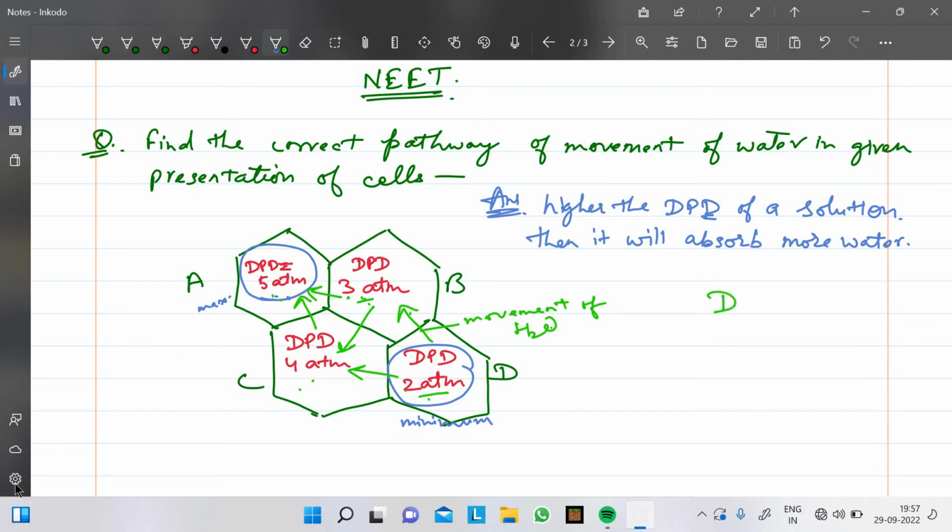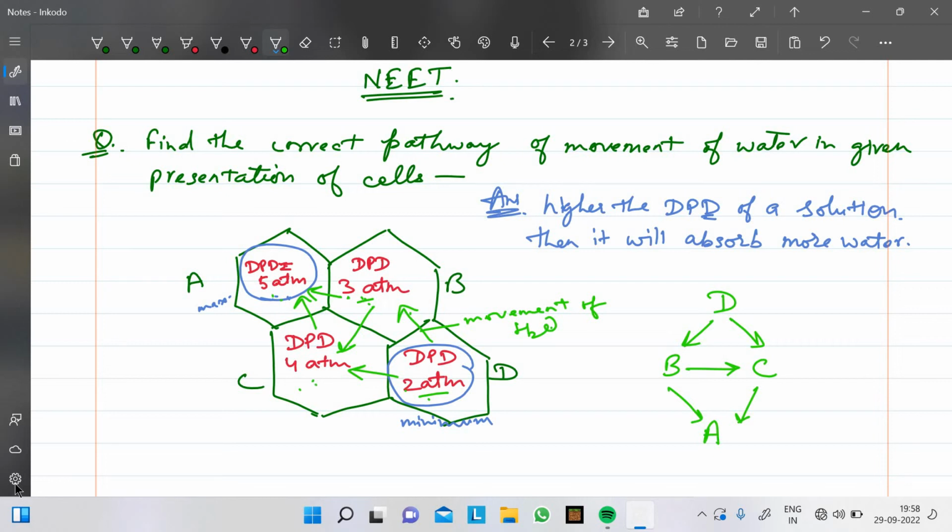So D से water move करेगा B में और C में. ठीक है? And from B water will move into the C, and then from C and B it will move to A.